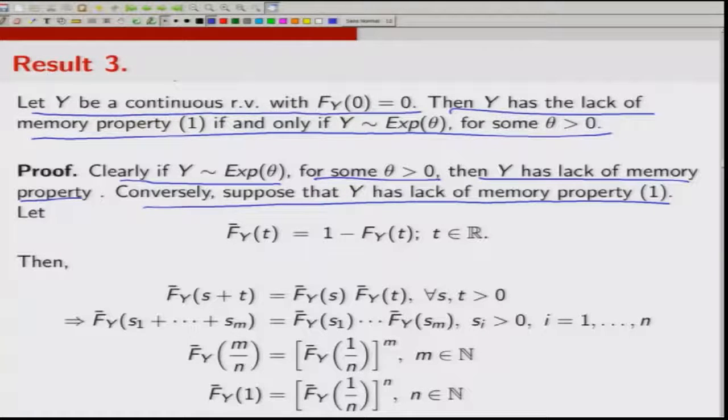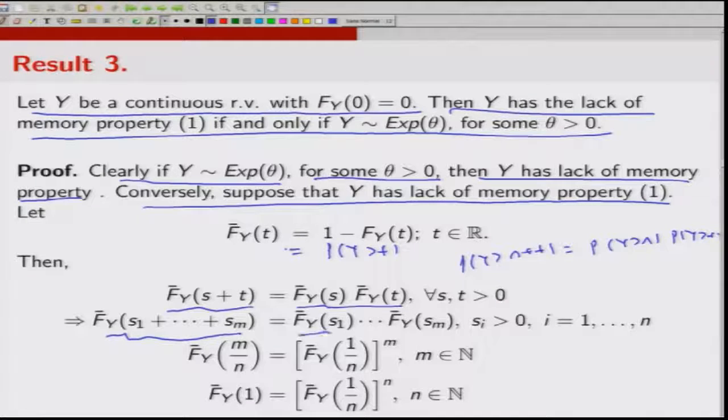So this result holds for all the distributions which are concentrated on 0 to infinity and which are continuous. So F bar Y(t), which is the same as 1 minus F_Y(t), which is the same as the probability Y greater than t. Now I know that the probability Y greater than s plus t, because it has the lack of memory property, is the same as the probability Y greater than s into the probability Y greater than t. Or in other words, F bar Y(s plus t) is the same as F bar Y(s) into F bar Y(t). Now you can use induction to conclude that F bar Y(s1 plus s2 plus ... plus sm) is the same as F bar Y(s1) multiplied by ... F bar Y(sm). It follows from this property just using induction.